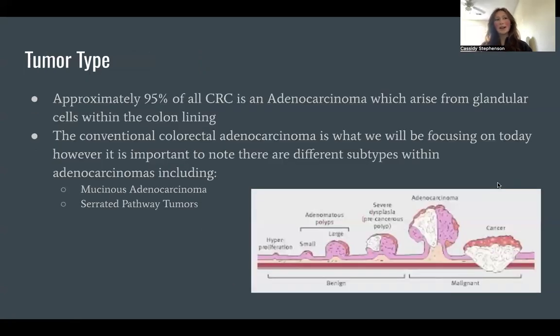So the tumor type is that approximately 95% of all colorectal cancer is adenocarcinoma, which arise from glandular cells within the colon lining. The conventional colorectal adenocarcinoma is what we will be focusing on today. However, it is important to note there are different subtypes within adenocarcinomas, including mucinous adenocarcinoma and serrated pathway tumors, but neither of these subtypes are targetable by our chosen agent due to RAS mutations and BRAF mutations further down in the pathway. The conventional adenocarcinoma still has an intact adenoma-carcinoma sequence, which are unlikely to carry the BRAF genes and KRAS mutations, and they typically overexpress EGFR.